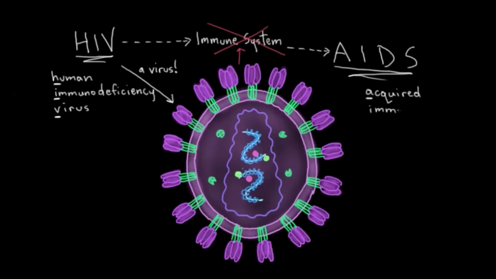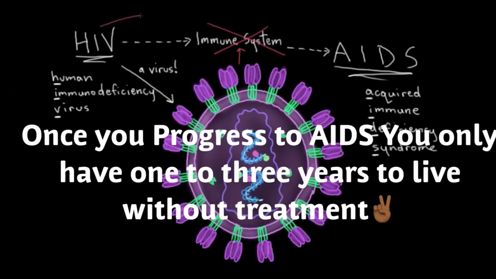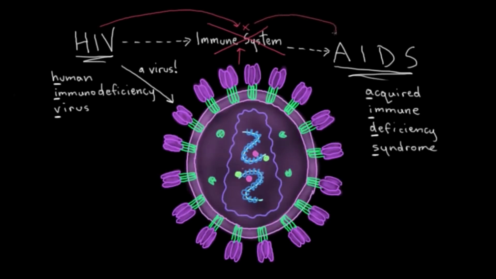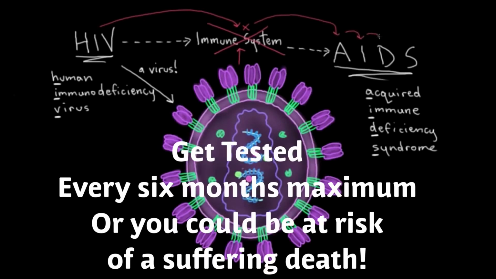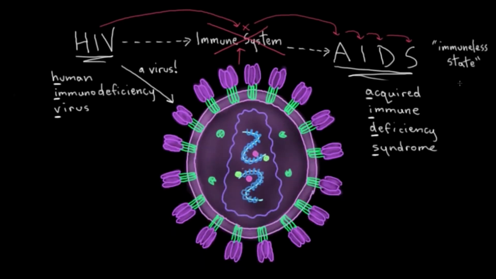Acquired immune deficiency syndrome. So right away, you already get a sense that HIV attacks your immune system so destructively that you end up acquiring an immune deficiency syndrome. It puts you into a state of immune system failure, so you end up not being able to fight off even the most basic infections. And this immuneless state is what we call AIDS. So let's explore this a little bit further now.